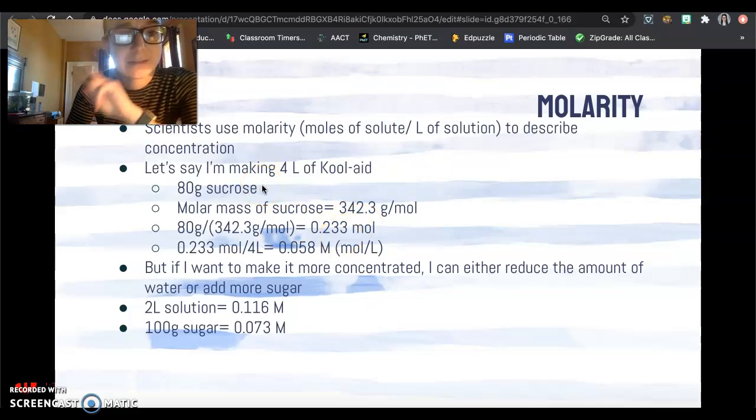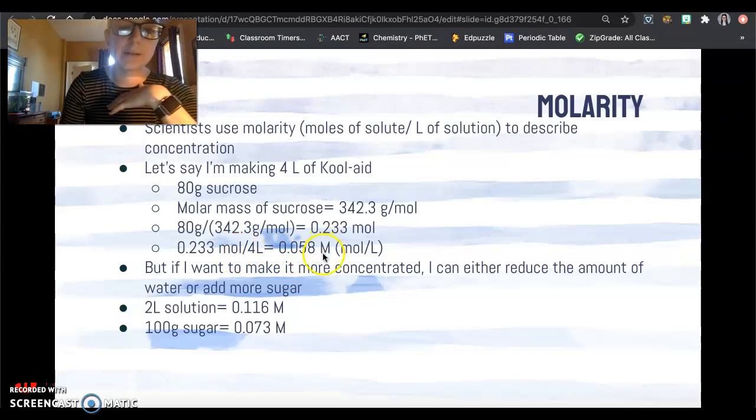The second thing I have to do is divide it by the liters, or volume, of the solution. In this case, I have 4 liters, so I'm dividing 0.233 moles by 4, and I get 0.058 molar. So we represent molarity, moles per liter, with a capital M. Capital M just means moles per liter. So that's the concentration of my Kool-Aid.